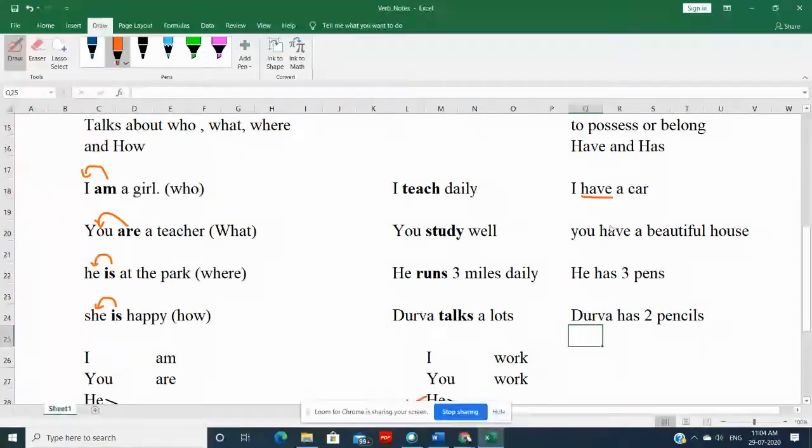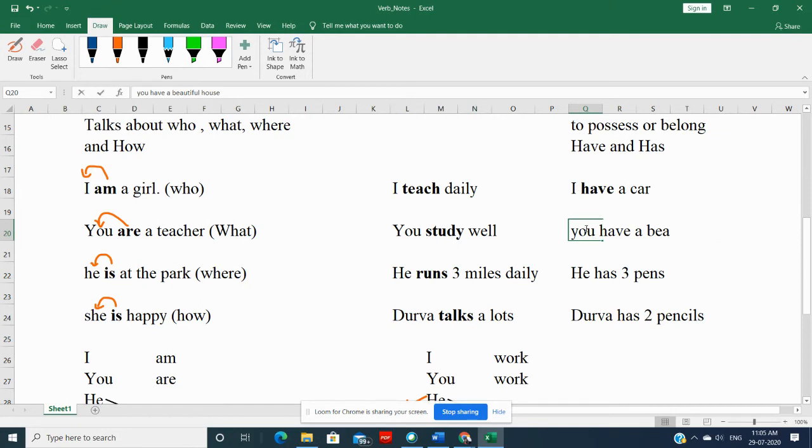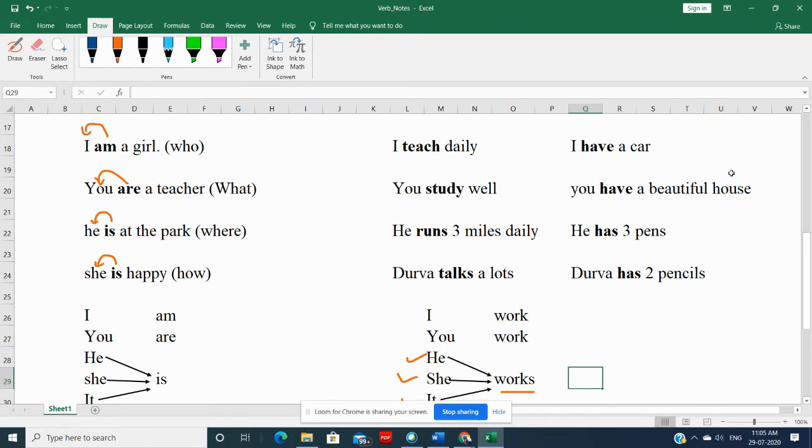So this have, let me just make it bold. Have. Then here also, you have. Here in this sentence, he has. And in this sentence, Durva has. Okay, so these are all possessive verbs. All right. Again, you must have noticed with I and you, I have used have, whereas with he and Durva, I have used has, with only one person's name. Okay, it can be any person's name here.